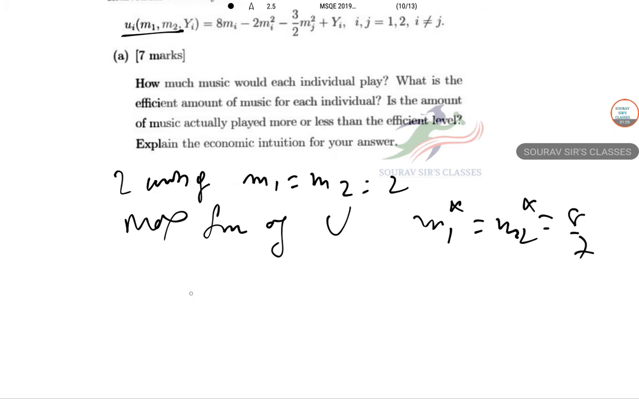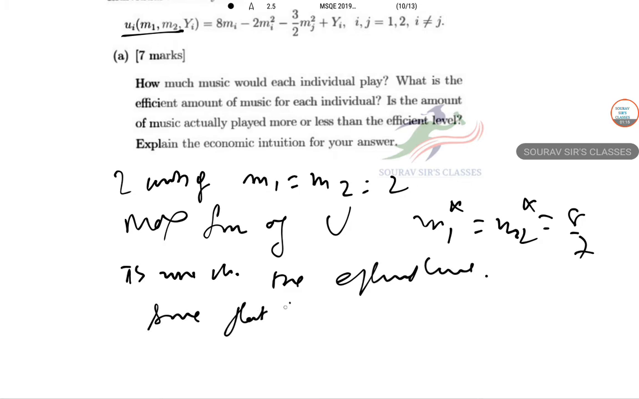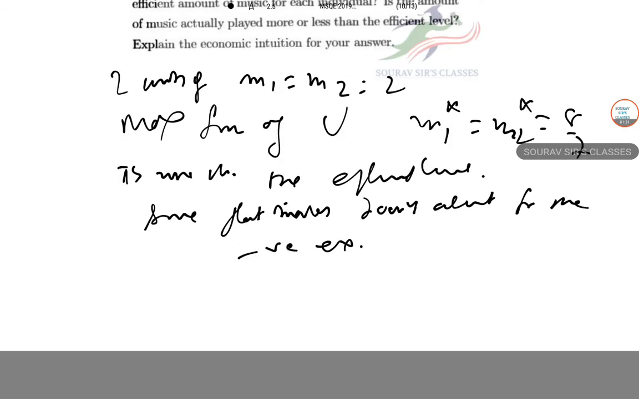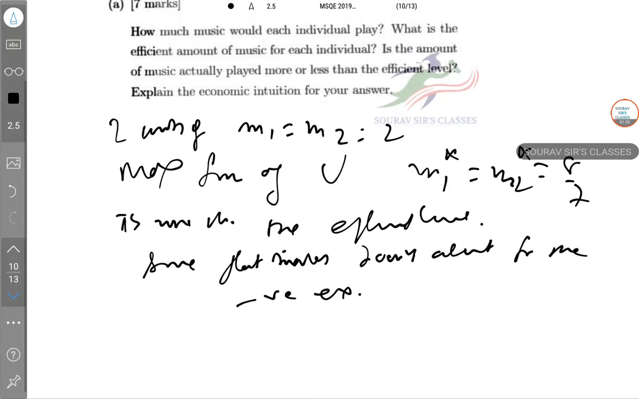So the amount of music actually played is more than the efficient level, since the flatmates don't account for the negative externality they exert on each other when making individual decisions. So this is the first part done.